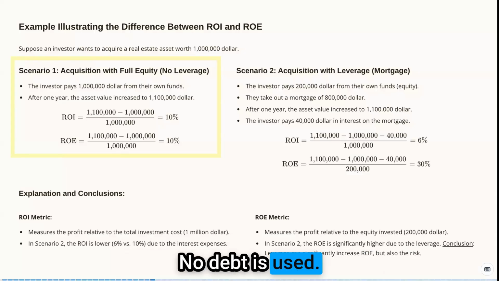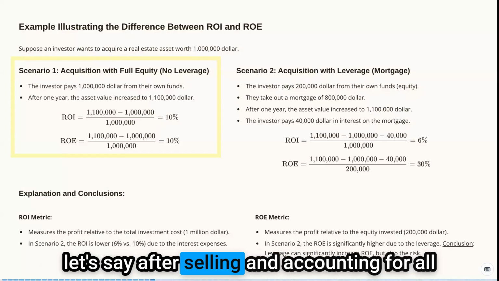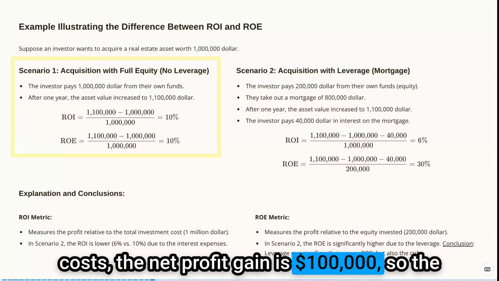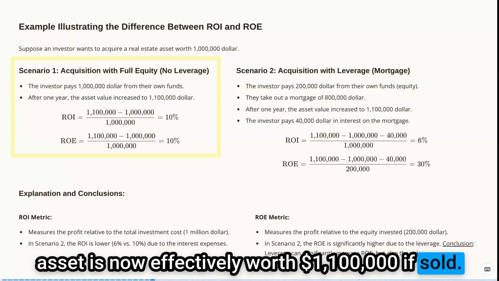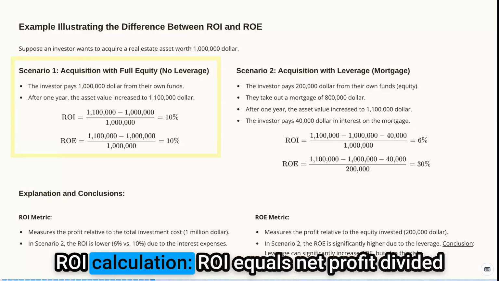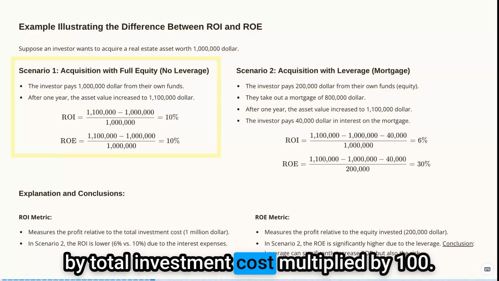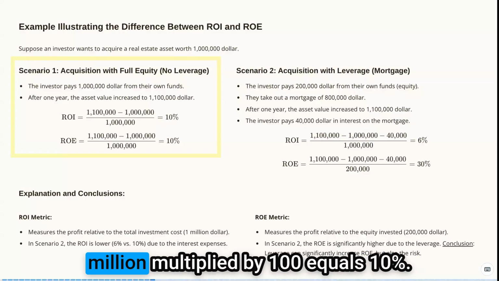No debt is used. After 1 year, the asset's value increases, and let's say after selling and accounting for all costs, the net profit gain is $100,000. So the asset is now effectively worth $1,100,000 if sold. ROI calculation: ROI equals net profit divided by total investment cost multiplied by 100. So ROI equals $100,000 divided by $1 million multiplied by 100 equals 10%.